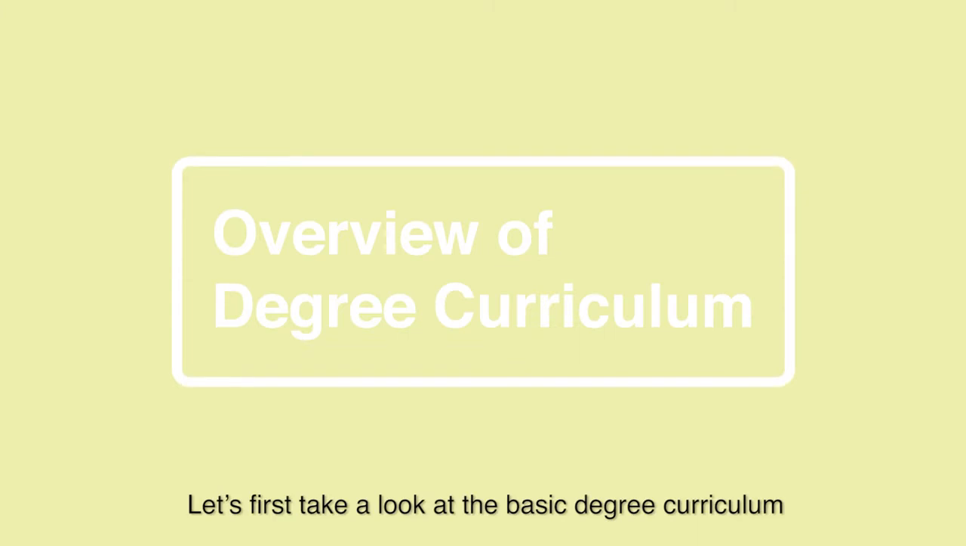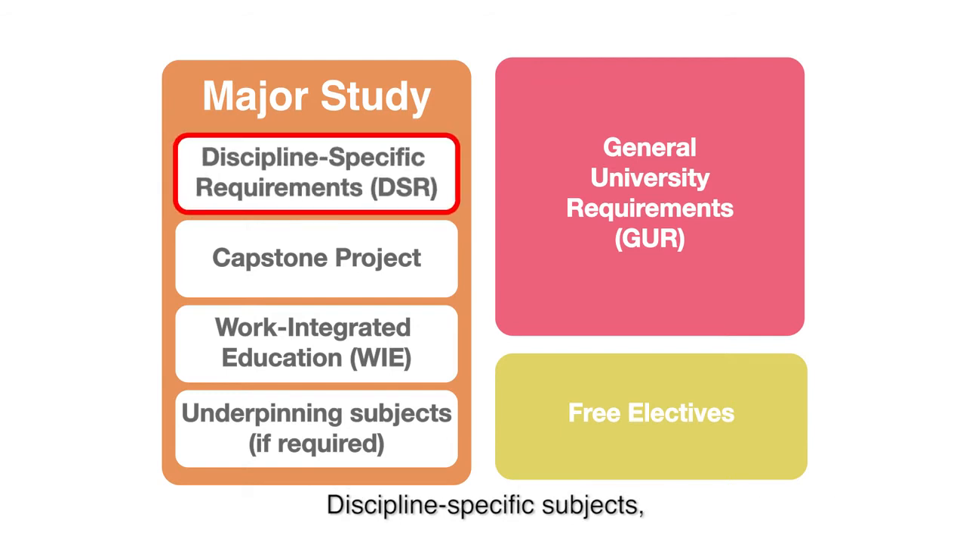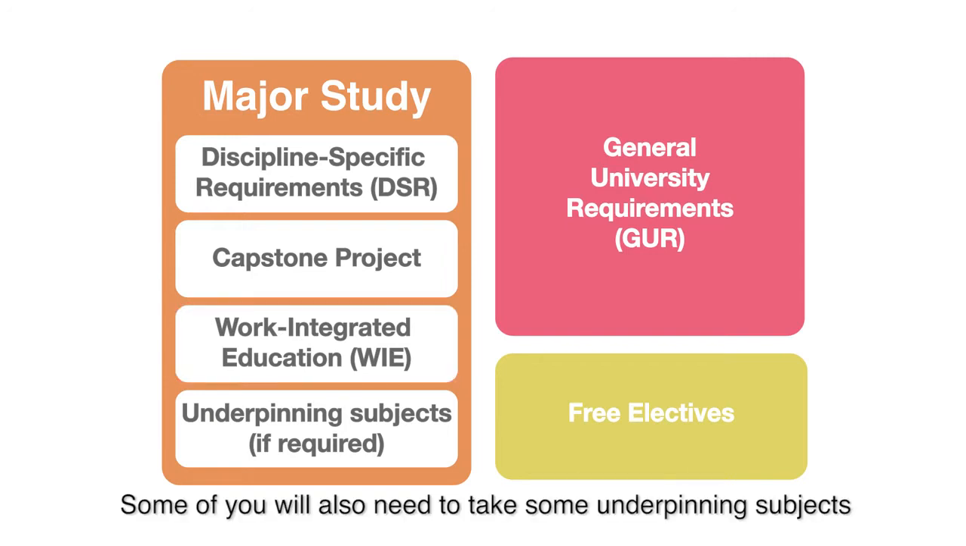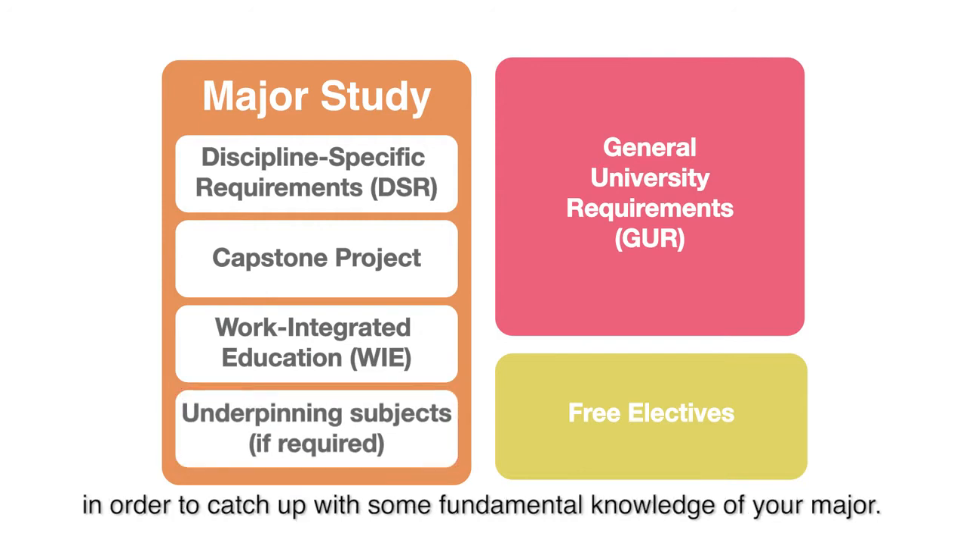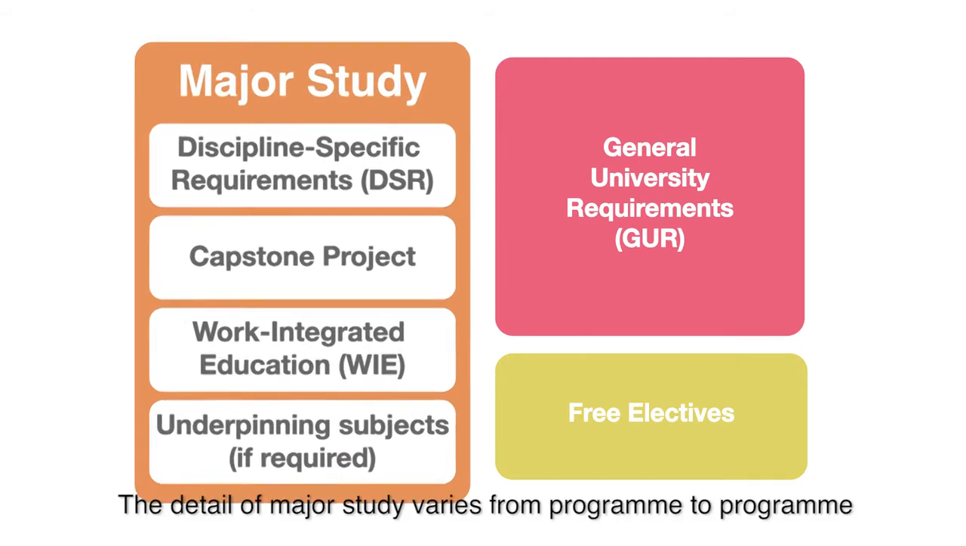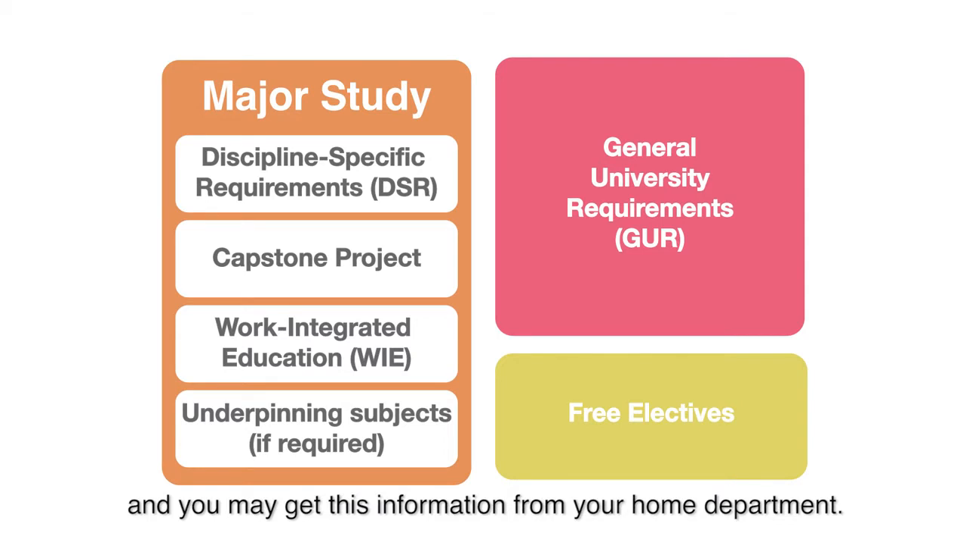Let's first take a look at the basic degree curriculum you are going to study in PolyU. What you are looking at are the components of a major study: discipline-specific subjects, a capstone project, work-integrated education, or WIE in short. Some of you will also need to take some underpinning subjects in order to catch up with some fundamental knowledge of your major. The detail of major study varies from program to program, and you may get this information from your home department.